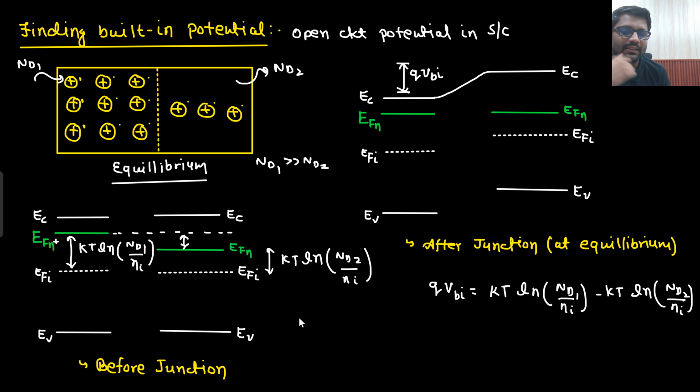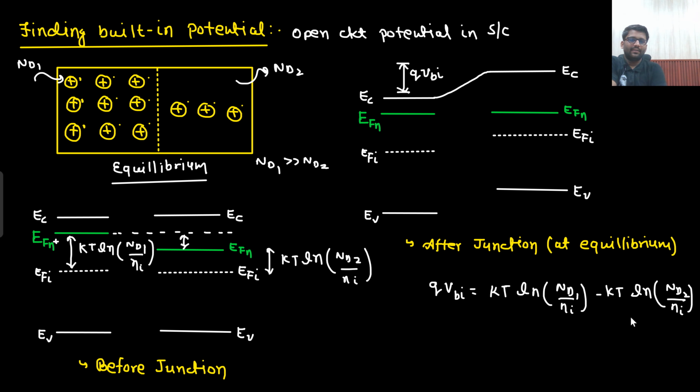And what is this distance? This distance is equal to KT ln ND by Ni. EFI would be at the same place. EFN wants to go to EFN plus. Then how much does EFN need to walk? It equals the built-in potential multiplied with the charge Q. Or you can say, sir, this distance KT ln ND1 by Ni minus this distance, which is already there at this particular point. So it needs to go for KT ln ND1 by Ni minus KT ln ND2 by Ni. That would be equal to QVBI.